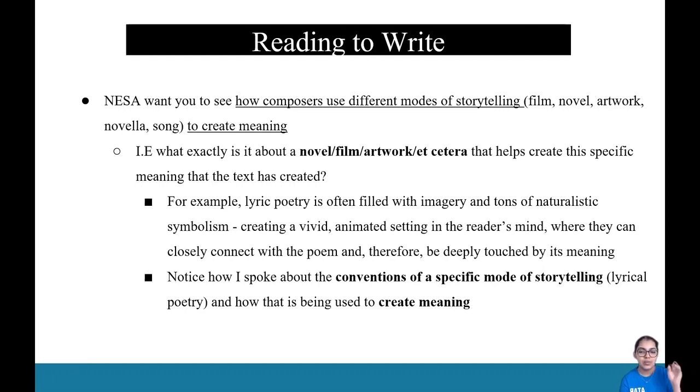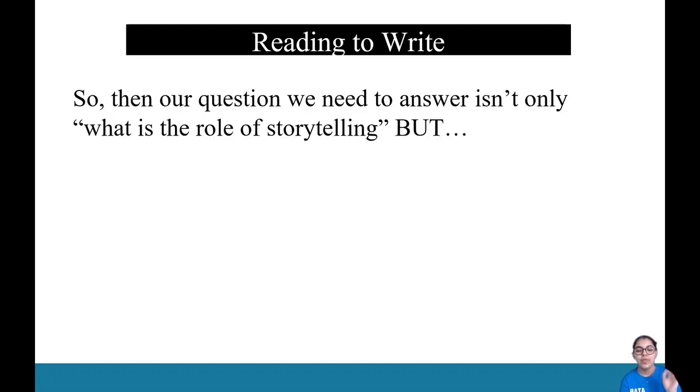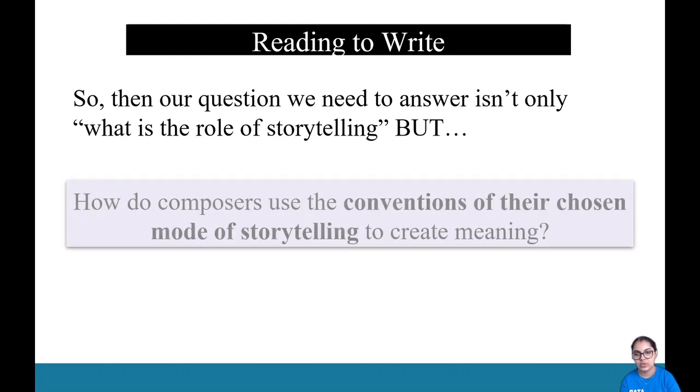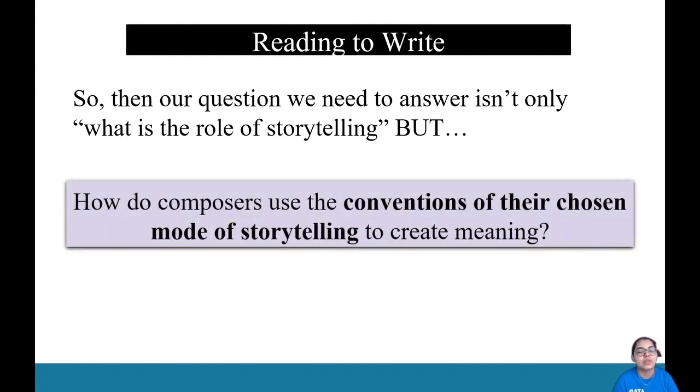And essentially, we need to be able to link the conventions, like specific conventions, to specific forms. And that is a really key part of actually creating meaning. So a question we need to answer isn't only what is the role of storytelling, but also how do composers actually use conventions of this chosen mode of storytelling to create meaning. So this is where we need to think about the different modes of storytelling.